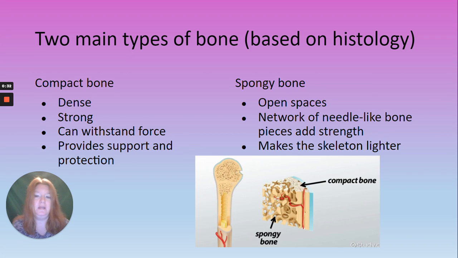Okay, and then we have spongy bone. Spongy bone is filled with open spaces, as you can see from that visual. It has a network of needle-like bone projections that adds strength, and it actually helps to resist torsion, which is the twisting of bones, which is important if you think about how many times you have one of your feet in place and you twist and turn. The spongy bone is helping to prevent fractures in those cases. But spongy bone also helps to make our skeleton lighter, so it's not so hard to actually move our bones around.